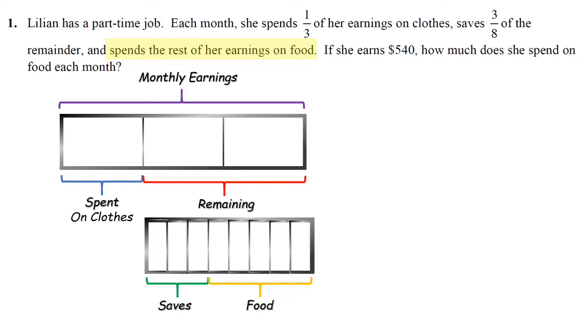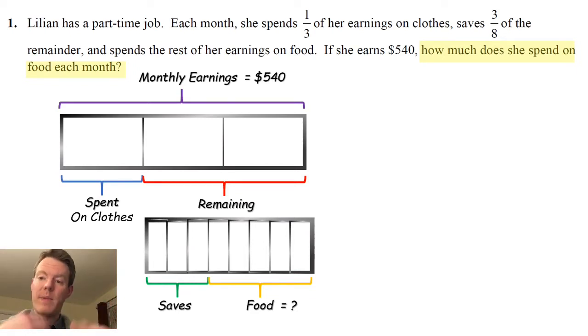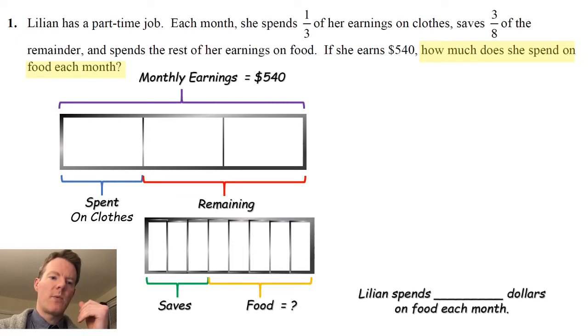Now, the next piece of information says that if she earns $540, that's going to be her total monthly earnings at the top of my model, then how much does she spend on food, which is the bottom of my model, just that section. So I have to start at the top and go all the way down until I can figure out how much that food is worth. So let's start with the thing that we're looking for, and that's that Lillian spends blank dollars on food each month. That's my target. How much is she spending on food each month?